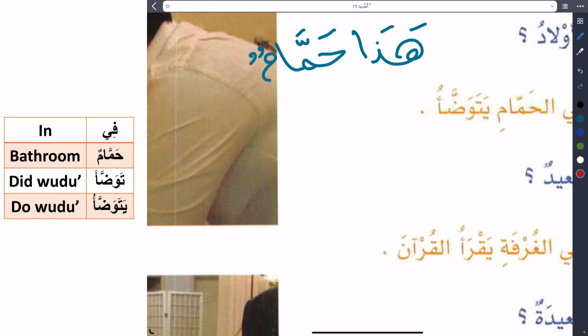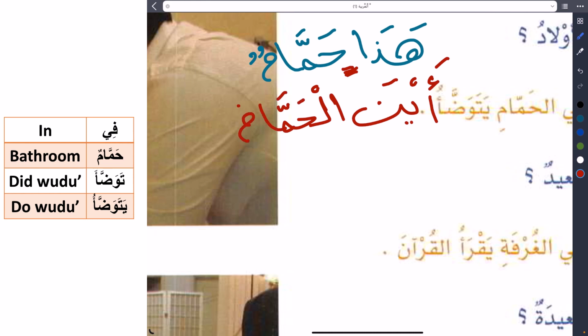What else? So, how to say where is the bathroom? This is a very important sentence. You will need it when you travel to any Arabic country. You need to ask where is the bathroom. How to say where is the bathroom? It's easy. Where is ayna. And the bathroom, we use al. Hammamu. One dhamma. If you use al, you have to remove tanween.